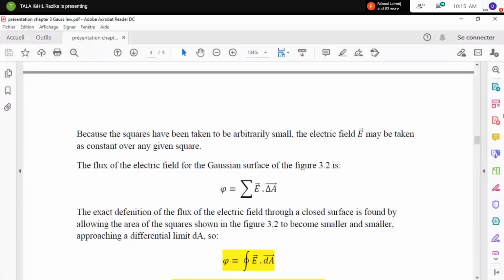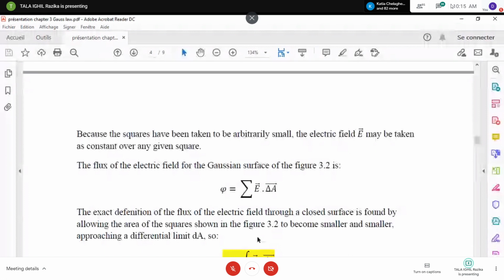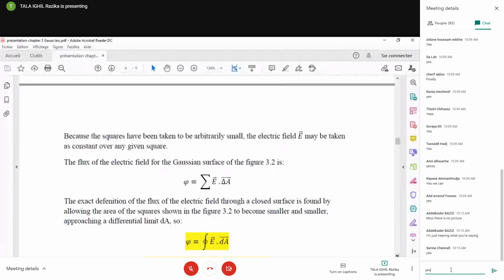No picture. I will see just a minute. I will check, I will add the picture just. And now you have the picture. So let us continue.